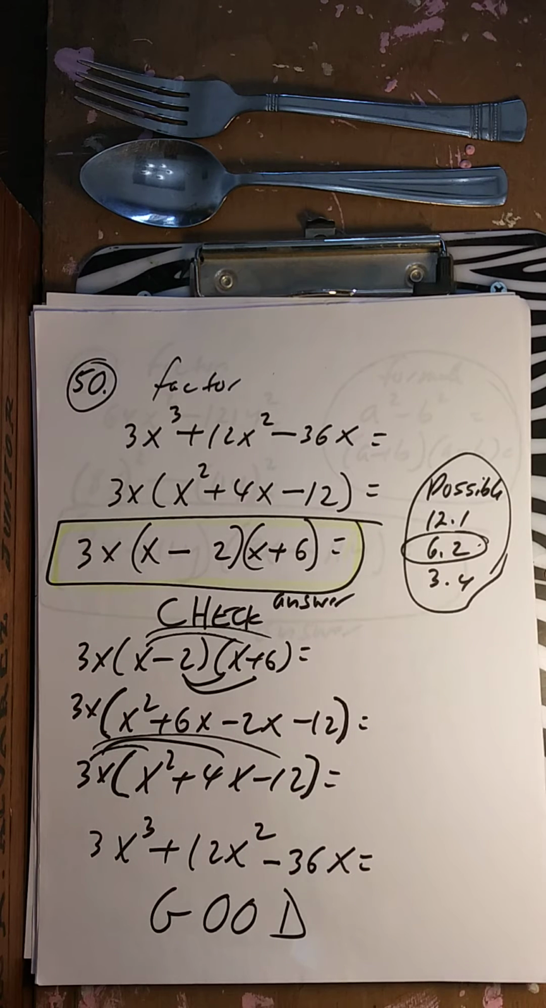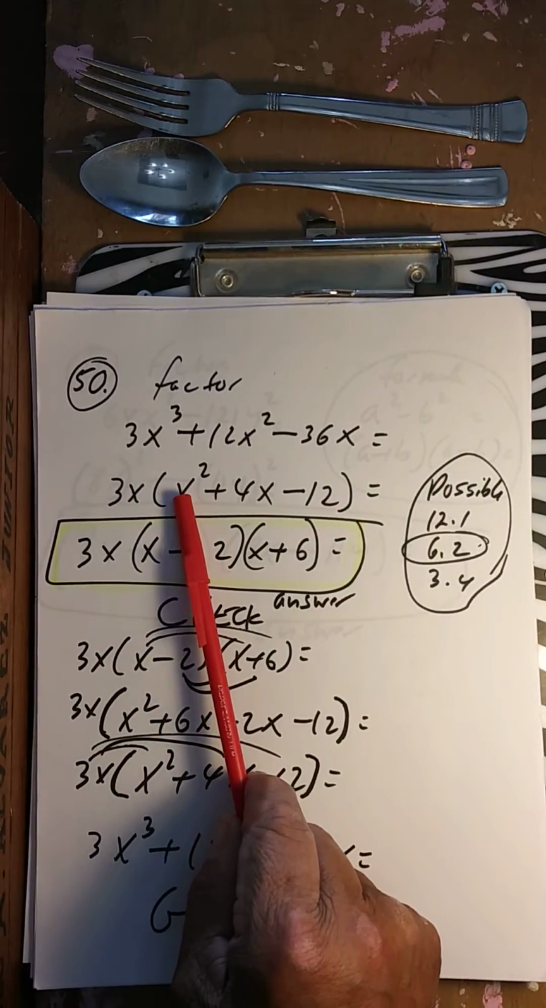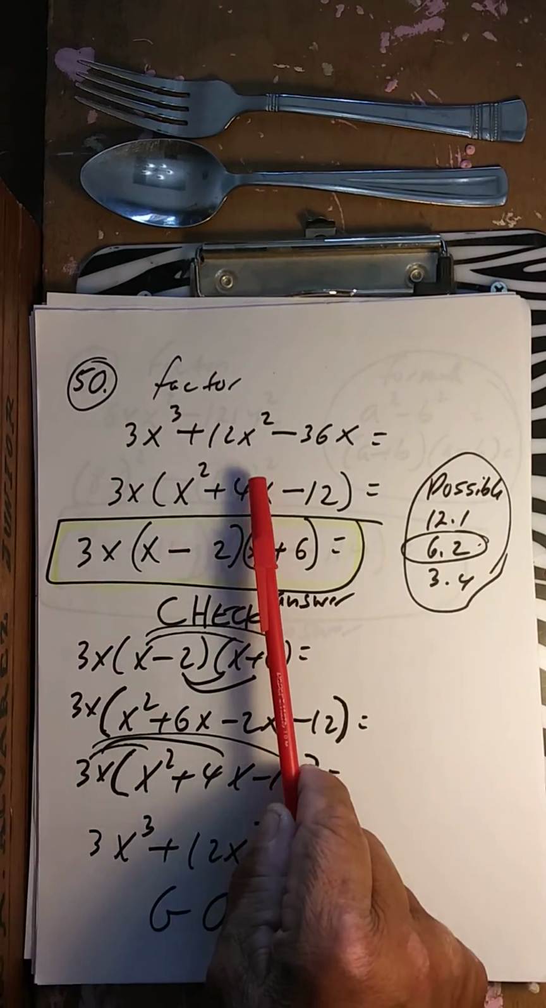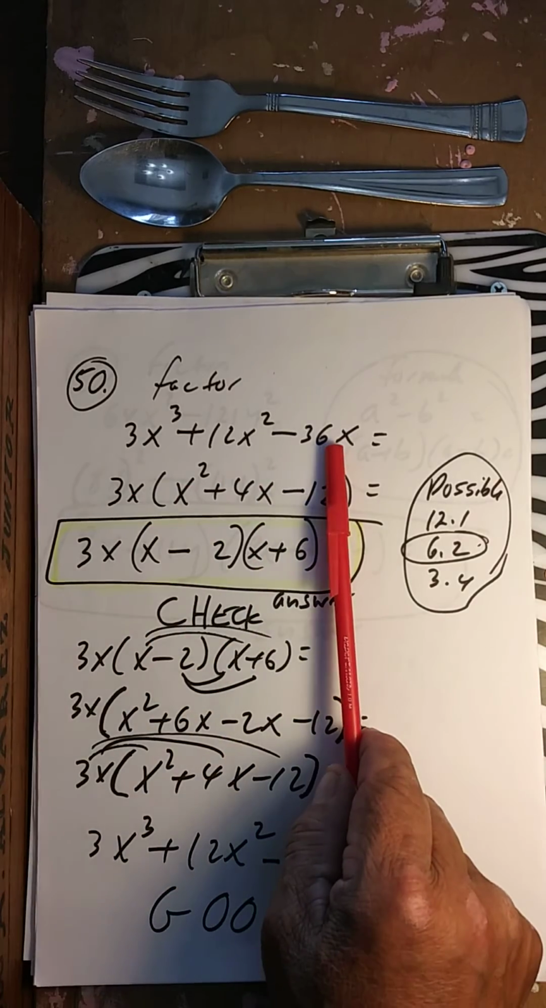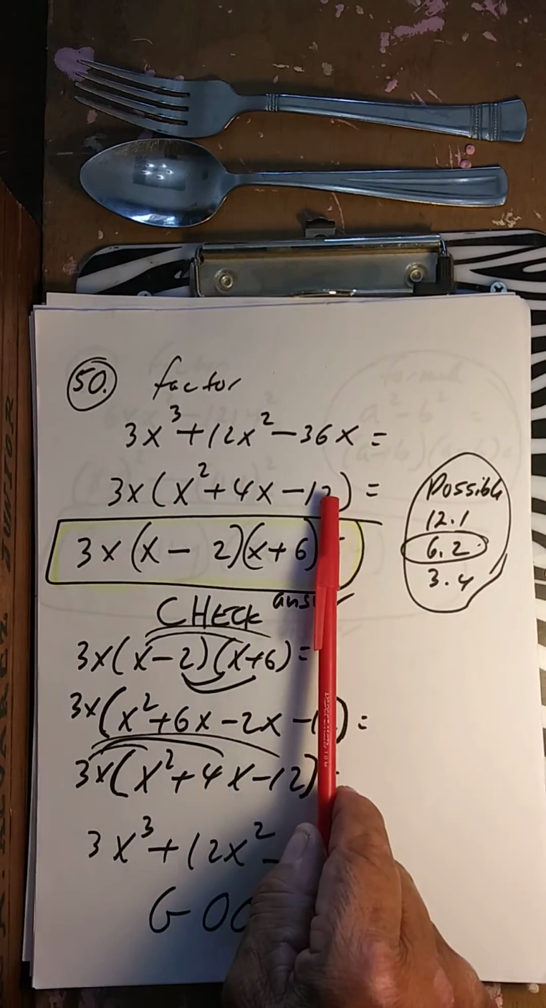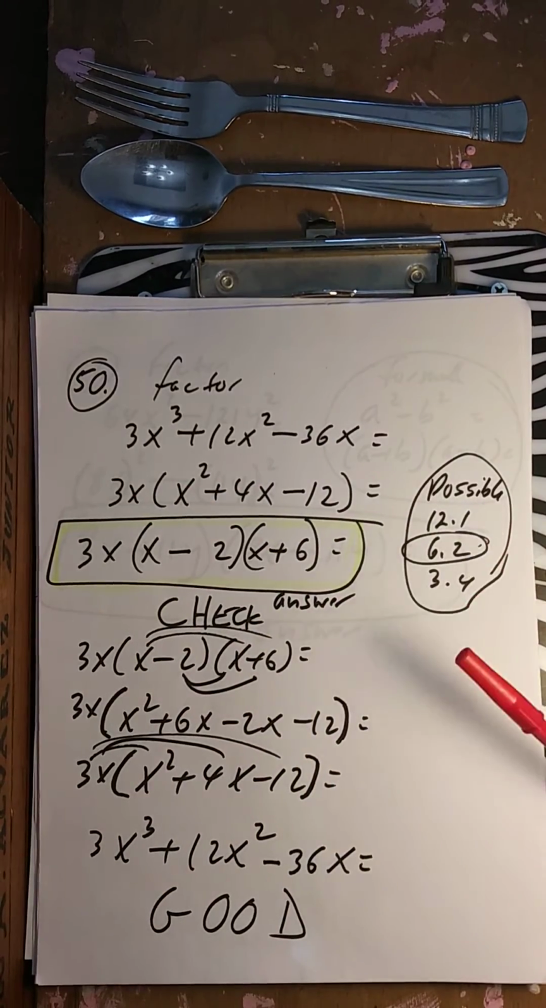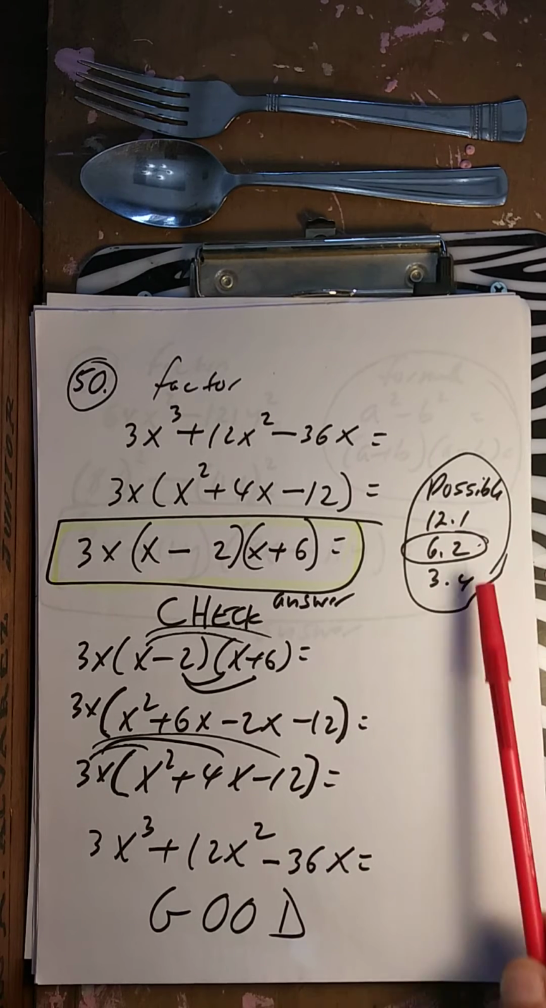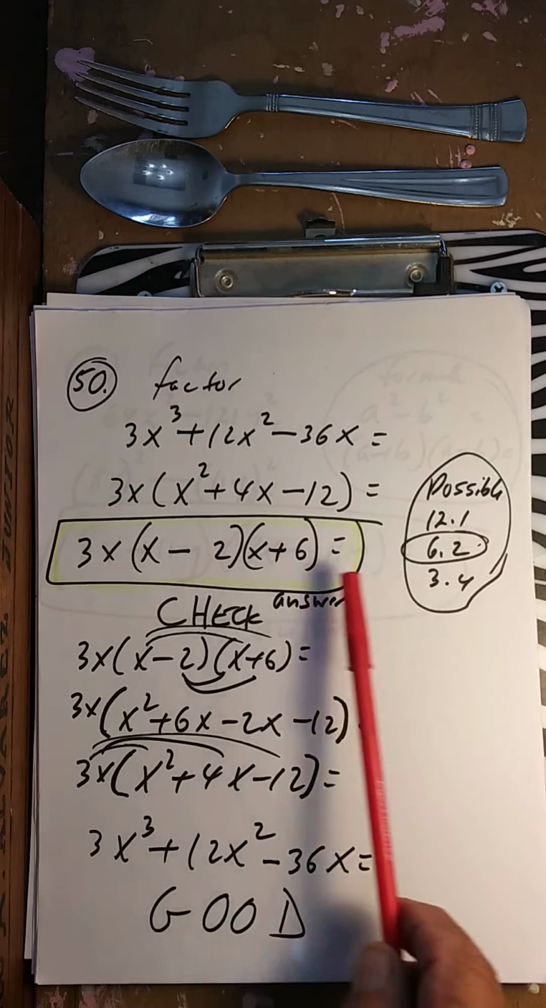Factor this. Okay, take out the greatest common factor first, 3x. Because 3x times this x squared is 3x cubed. 3x times that is going to be 12x squared. And 3x times that is giving you negative 36x. Now look at the last number, 12. 12 times 1, 6 and 2, 3 and 4. But I say 6 and 2. That'll give me the 4.